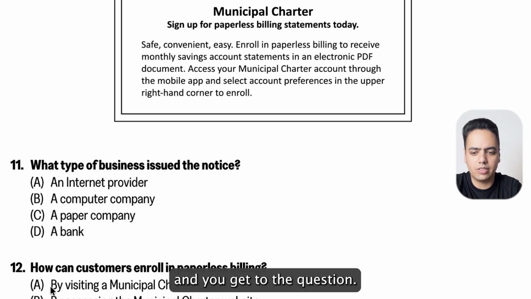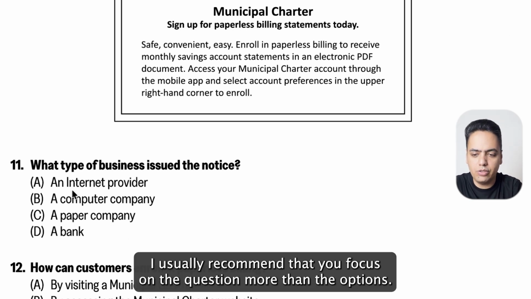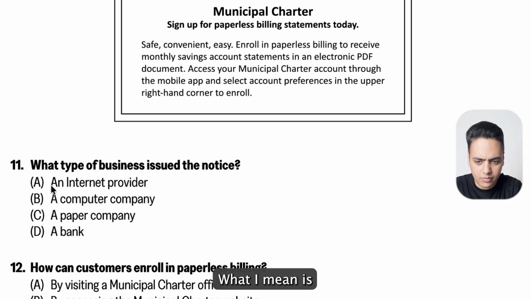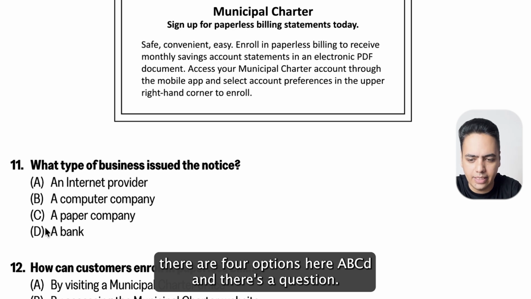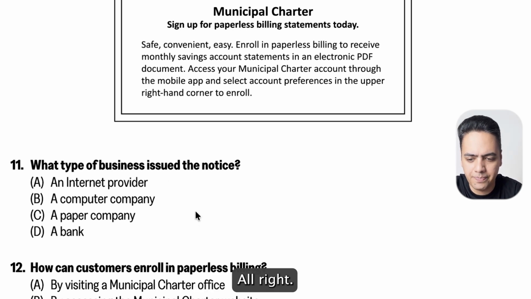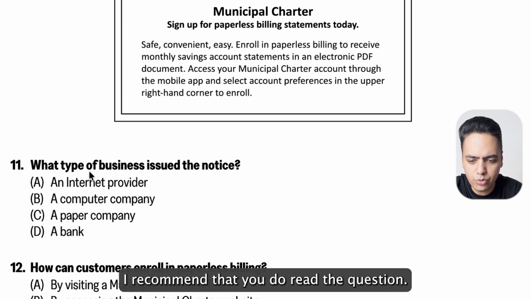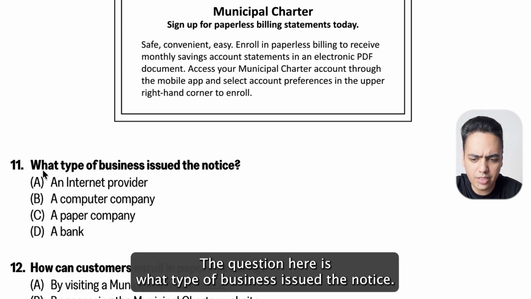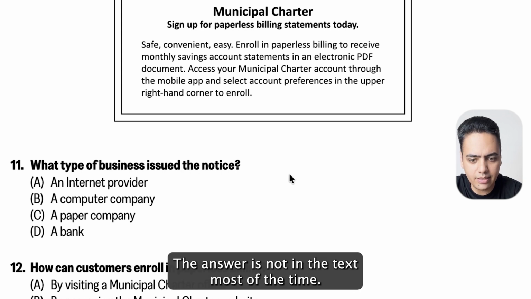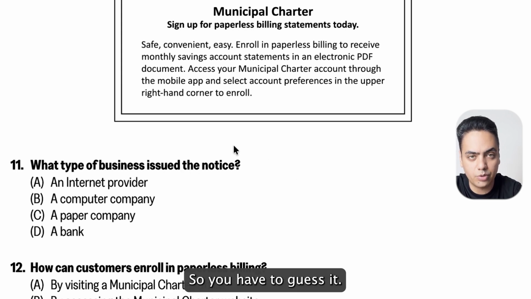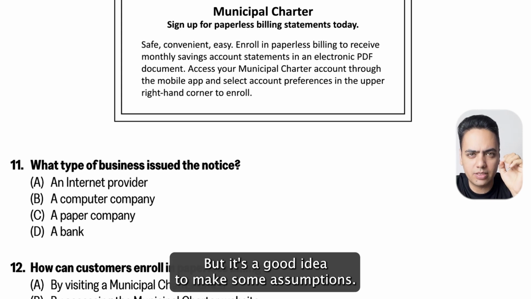When you get to the question, I usually recommend that you focus on the question more than the options. What I mean is there are 4 options here, A, B, C, D, and there's a question, all right? Before you get to the options, I recommend that you do read the question. The question here is, what type of business issued the notice? We don't know the answer. The answer is not in the text most of the time, so you have to guess it. But it's a good idea to make some assumptions.